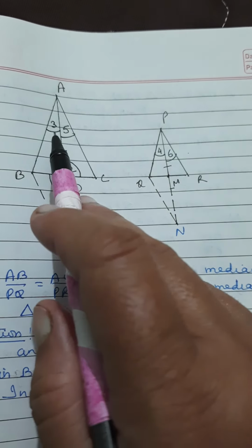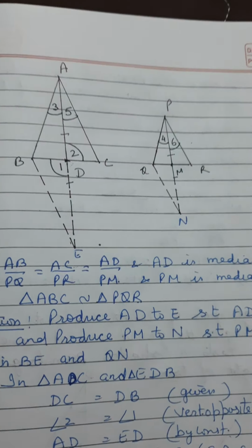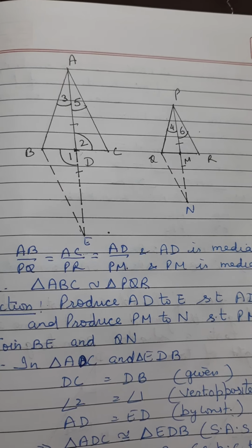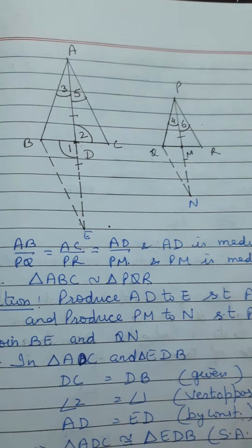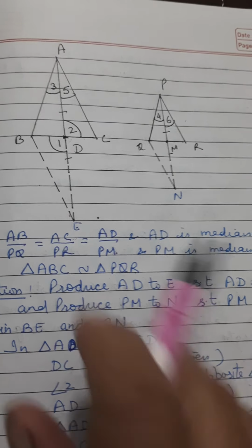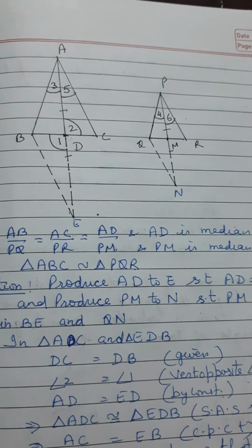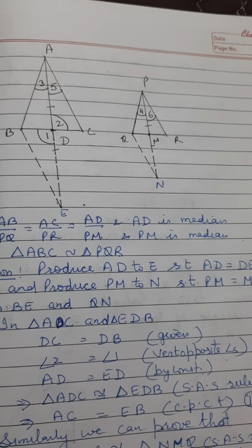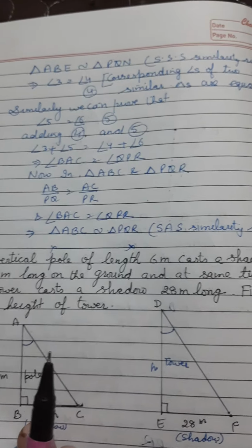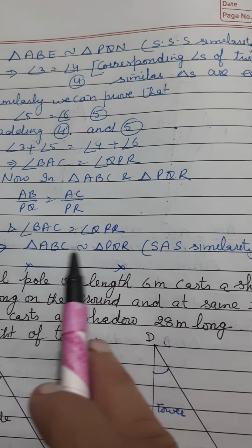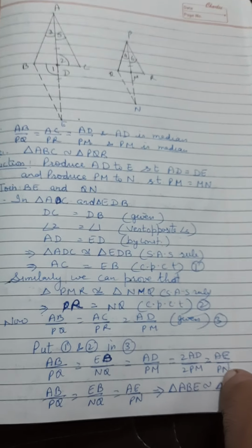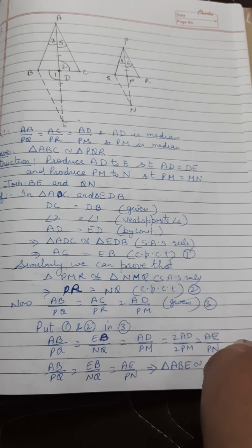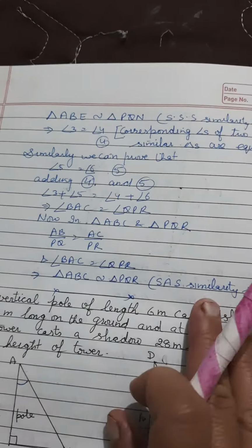Now in these two triangles, this angle is equal to this angle. And we were given AB by PQ is equal to AC by PR. Then triangle ABC is similar to triangle PQR by side angle side similarity rule. Now have a complete view on this question. This is the complete question.